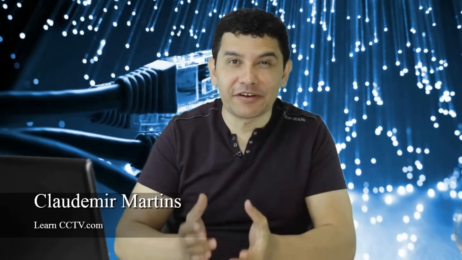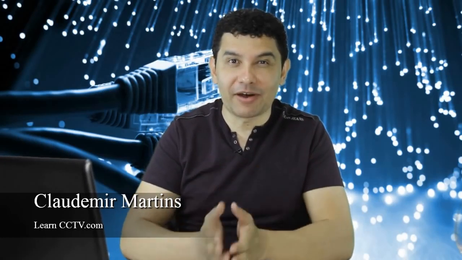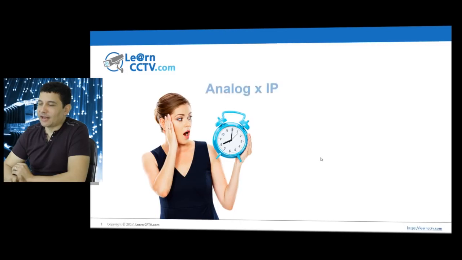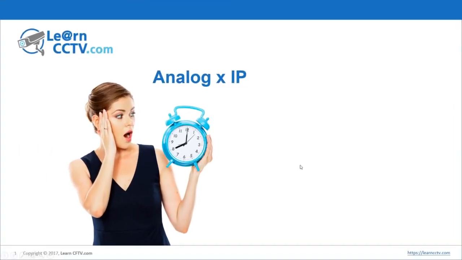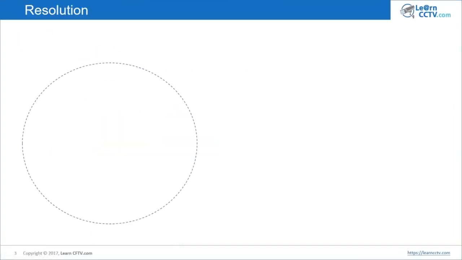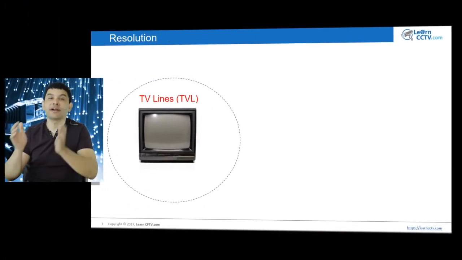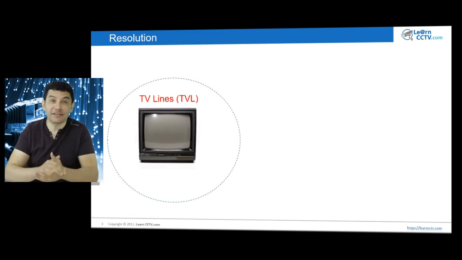Today is a very special day because you're gonna learn about the difference between IP and analog systems. So let's get started. Look here on my screen. We see the difference between analog and IP system. Starting by talking about resolution first, then you have your monitor and you have TV lines. What are TV lines? What do I need TV lines for?